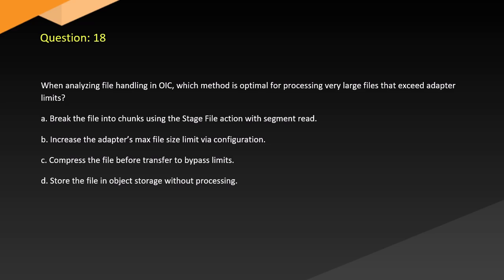Question 18. When analyzing file handling in OAuth, which method is optimal for processing very large files that exceed the adapter limits? A. Break the file into chunks using the stage file action with segment read. B. Increase the adapter's max file size limit via configuration. C. Compress the file before transfer to bypass limits. D. Store the file in object storage without processing.